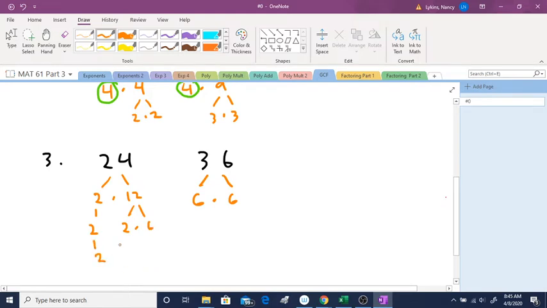Now, notice I'm bringing everything down. And the 6 can be broken down to 2 times 3. So 2 times 2 times 2 times 3 is 24. Now in 36, the 2 and the 3 can be broken down. Same thing with the other 6.